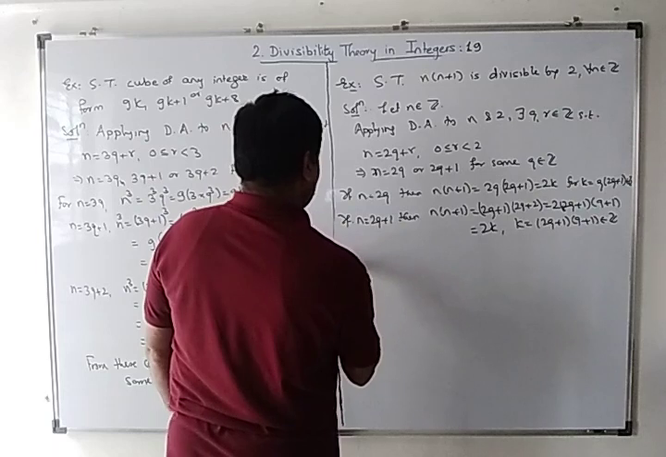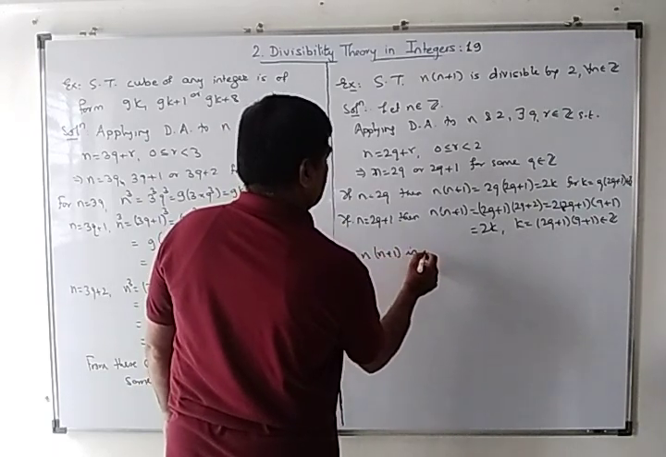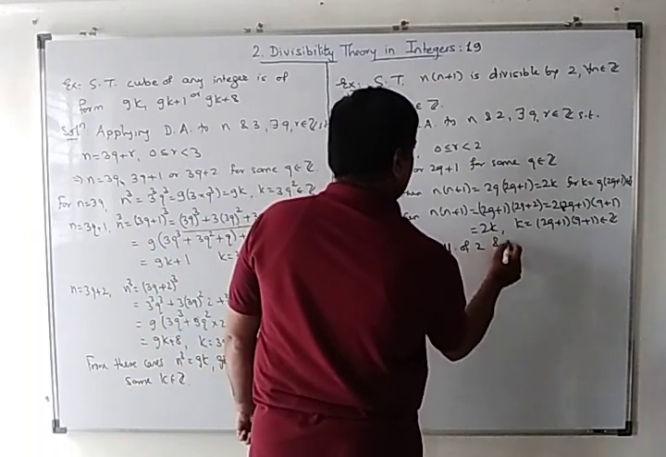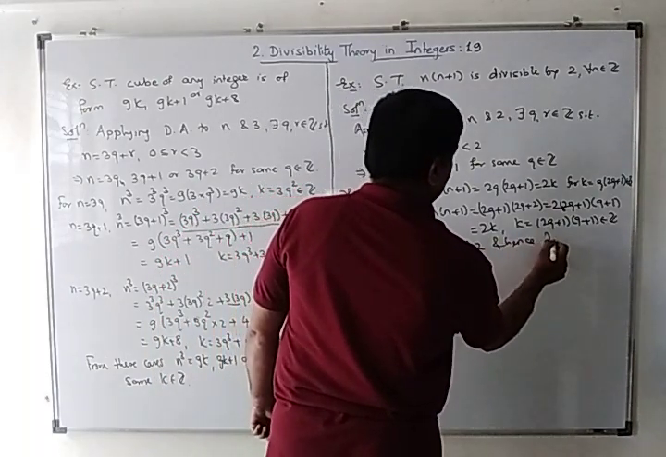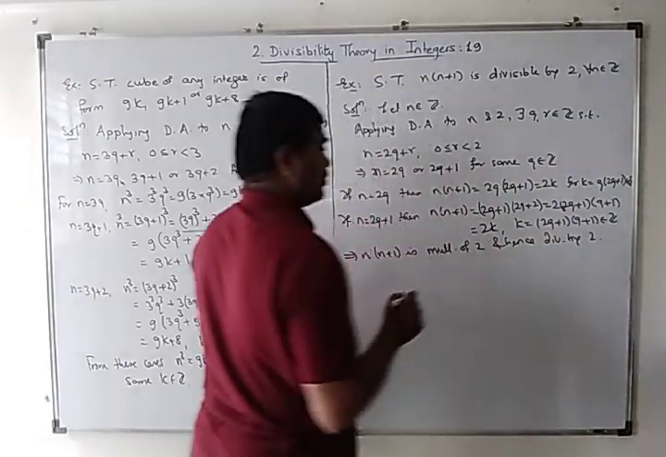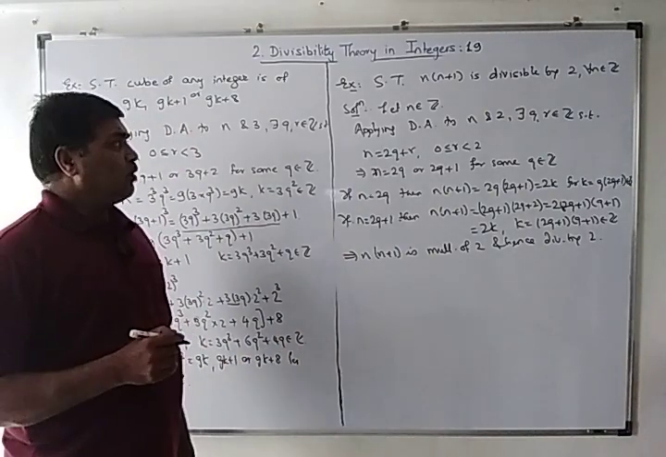This implies n into n plus 1 is a multiple of 2, and hence divisible by 2 for any n belongs to Z.